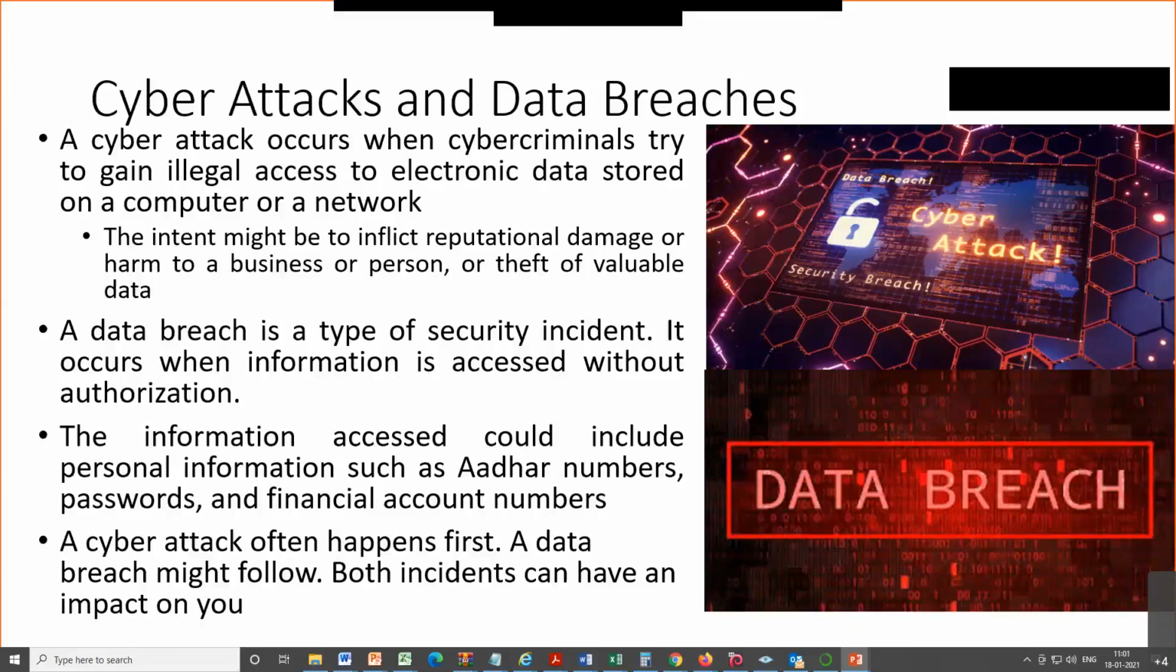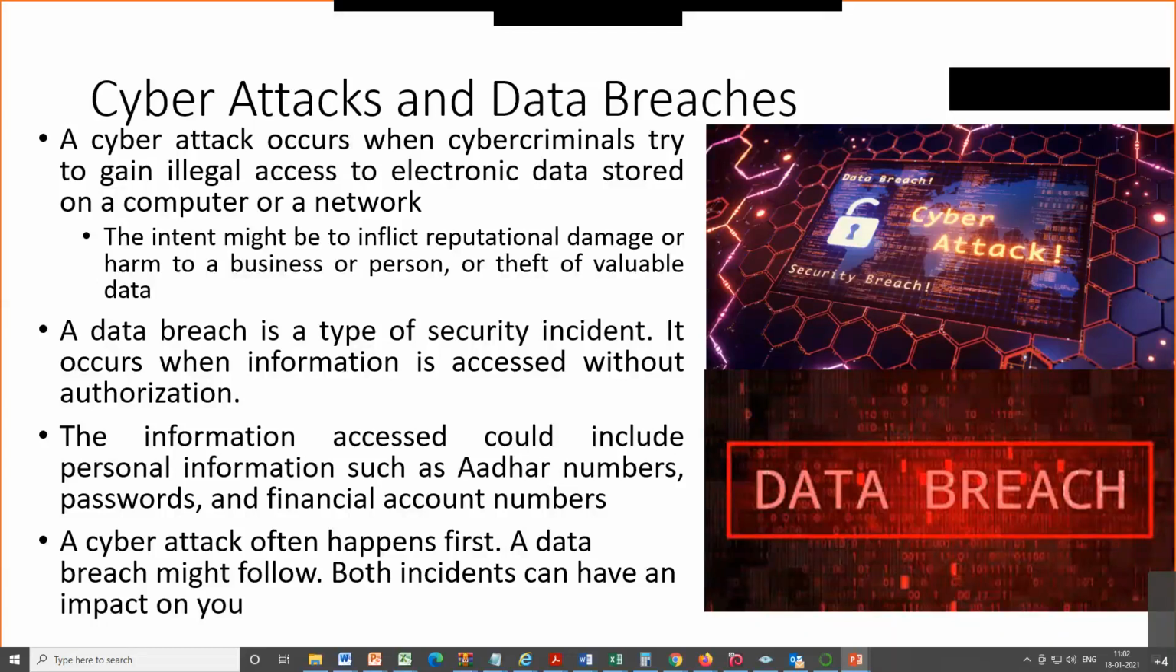The intent might be to inflict reputational damage. Generally, when they access those things, what exactly they do is try to inflict reputational damage, or harm to your business, or theft of valuable information. These are the things that can be done by such attacks. What is a data breach? It's a type of security incident. It occurs when information is accessed without authorization. So that's what we need to understand.